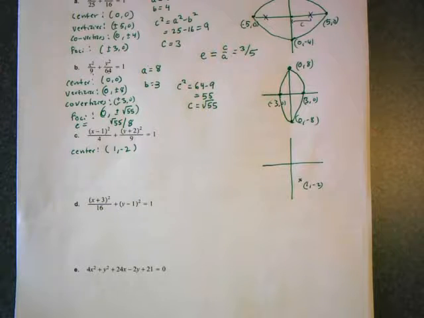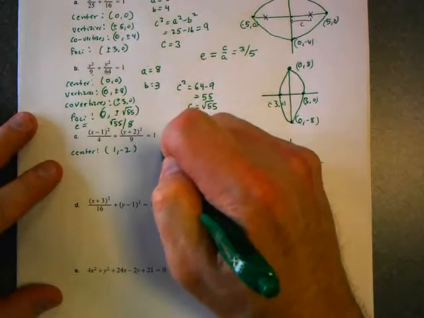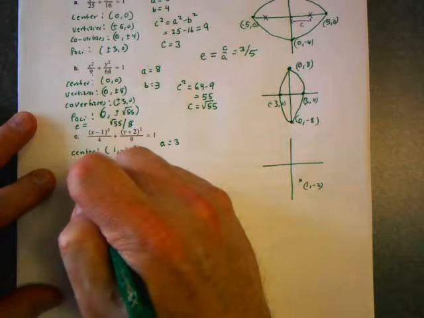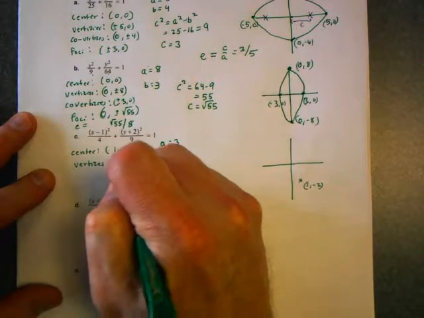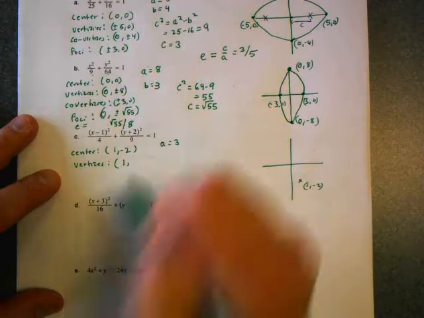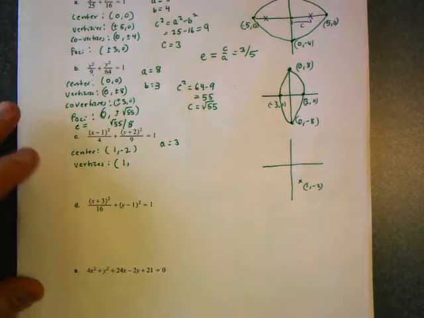Vertices. Are our vertices going to go left and right, or up and down? And again, how do you know the vertices go up and down? The bigger number's under y. So a is 3. So where are the vertices? 0. No? Oh, sorry. 1. All right, you're getting closer.